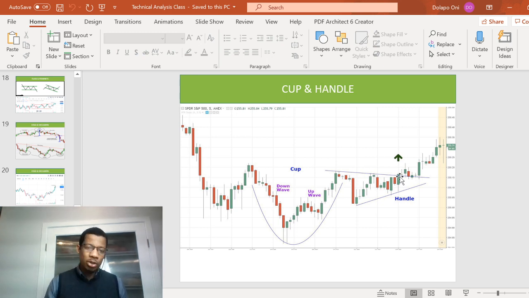We also talked about different types of charts: the line chart, the point and figure chart, the bar chart, and the candlestick chart. And then we talked about supports and resistance, and we said those are psychological price points, especially for buyers when they tend not to want to buy above a price point, and that is what becomes the resistance in the market. And for sellers, when they don't want to sell below a particular price point, and that becomes the support in the market. So those are resistance and supports.